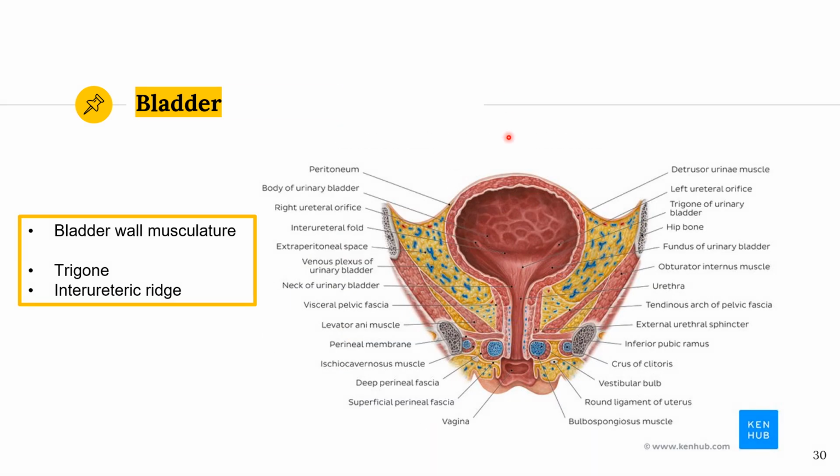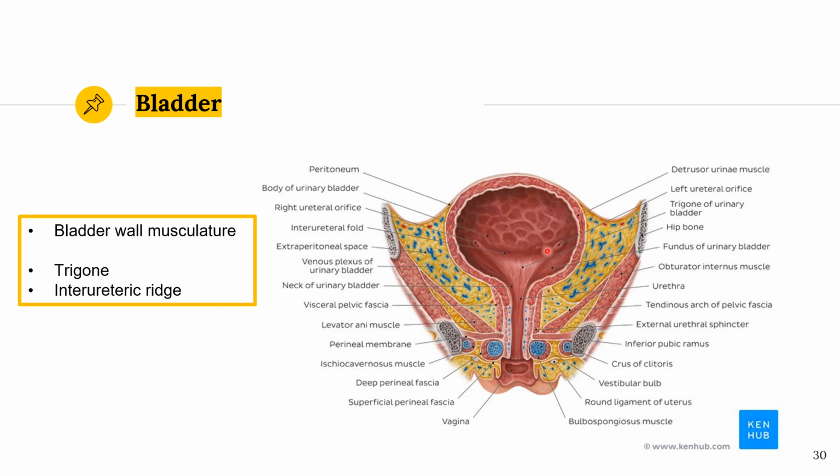Further info on the bladder. The bladder wall musculature is often described as having 3 layers: the inner longitudinal, middle circular, and outer longitudinal layer. However, this layering occurs mainly at the bladder neck. The remainder of the bladder musculature is made up of fibers that run in many directions, both within and among the layers. The next important structure in the bladder is the trigone.